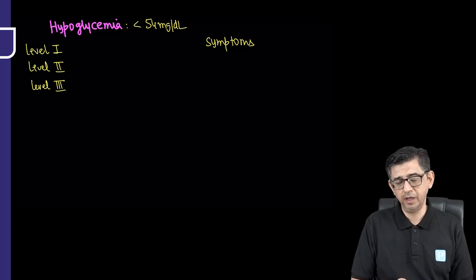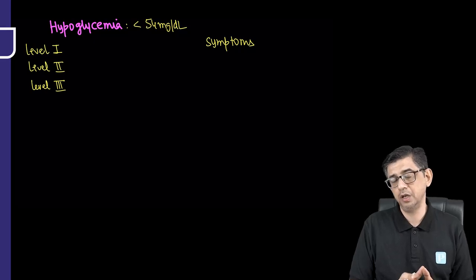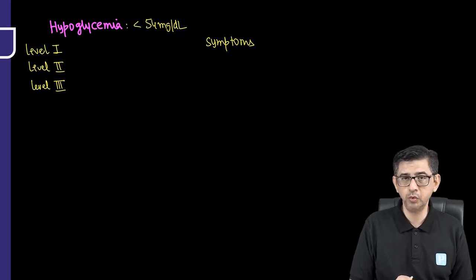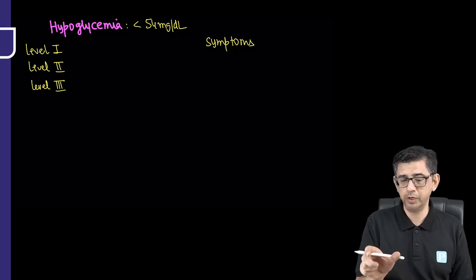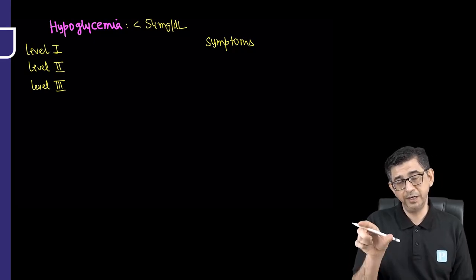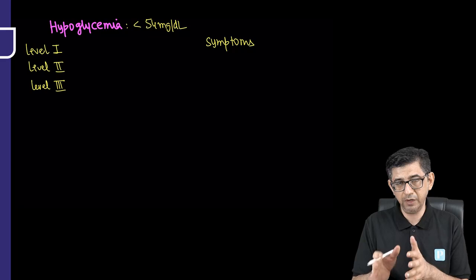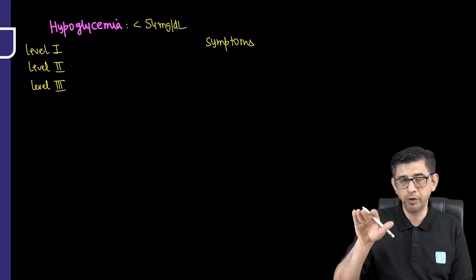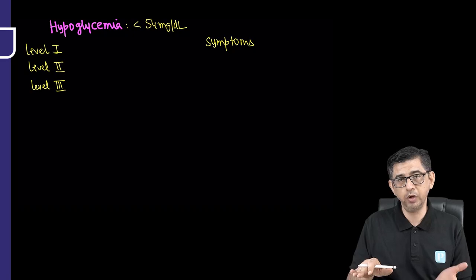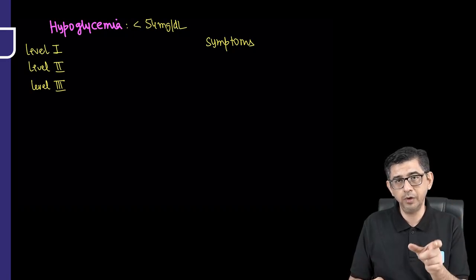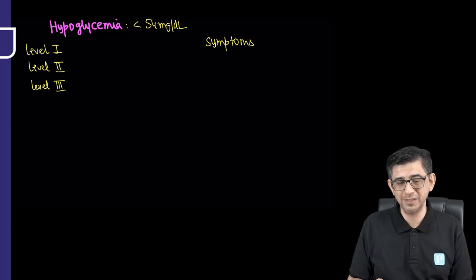Now, when do we say level 1 hypoglycemia? Insulin production in our body begins to stop when blood sugar becomes less than 70. So normal blood sugar is taken as 70 to 100. Why is it taken as 70 and not 60? That's because 70 is when insulin production begins to shut down and glucagon production begins to rise. So the lower limit of normoglycemia is taken to be 70.